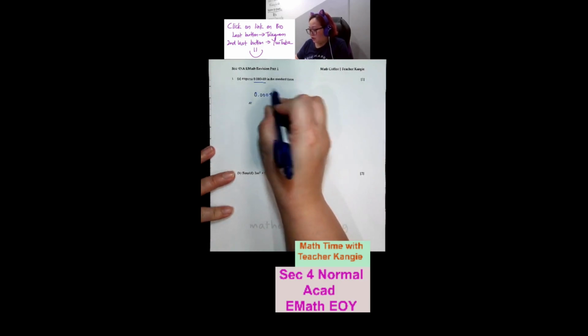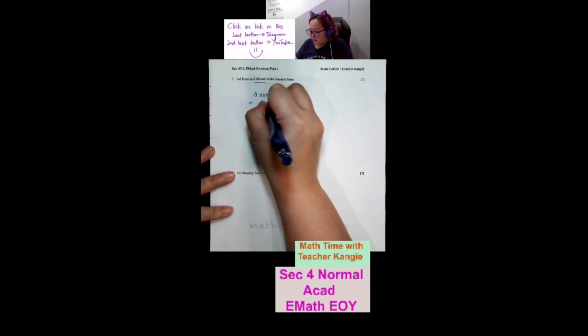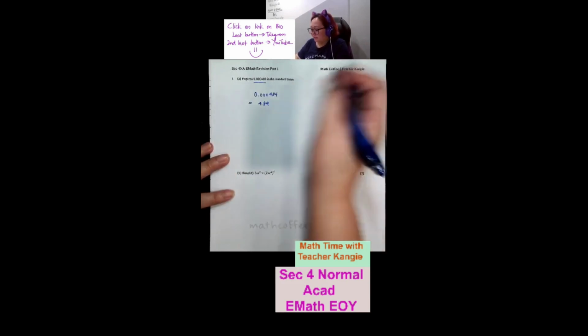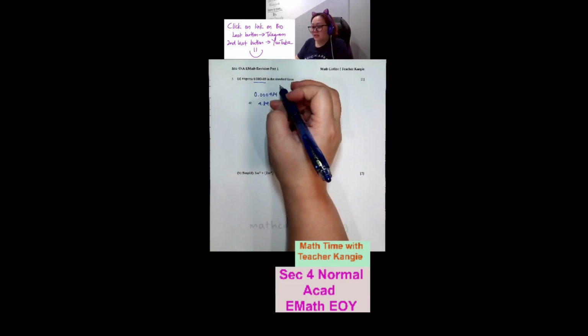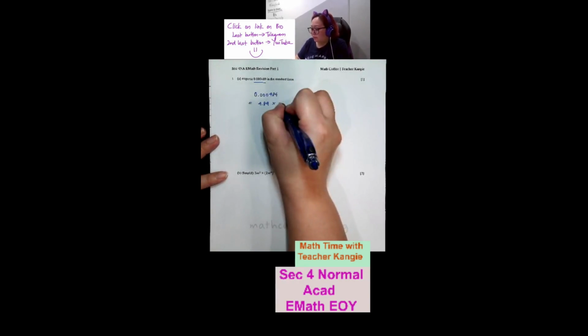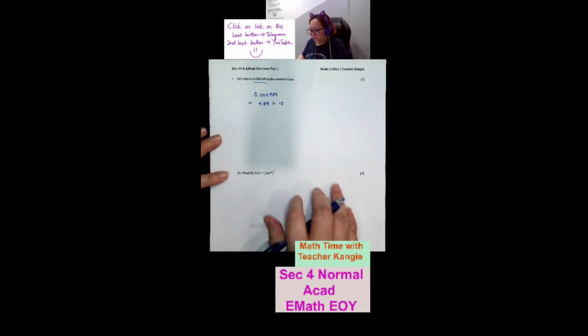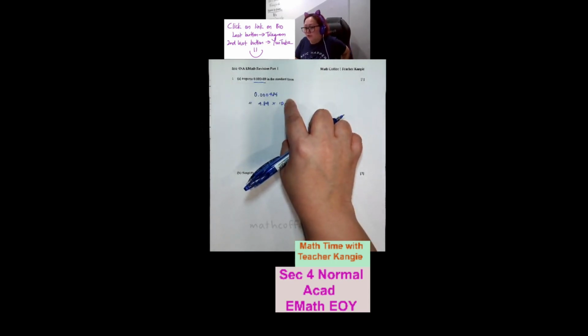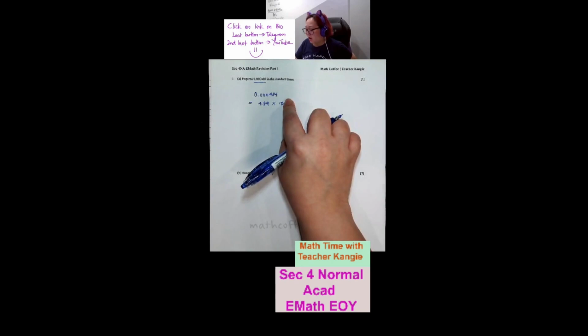Okay, so I need to change this to 4.89. But of course, we cannot change the value. We must remain as it is. So this 4.89 is just that it's a standard form. So I must multiply with 10 to the power of something. For the power, it's either positive or negative. So how are you going to know whether it is positive or negative?